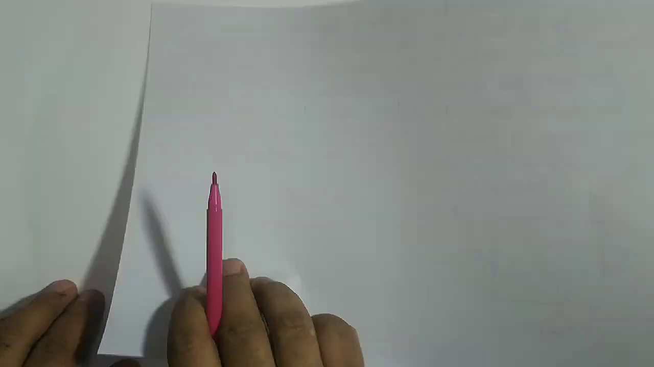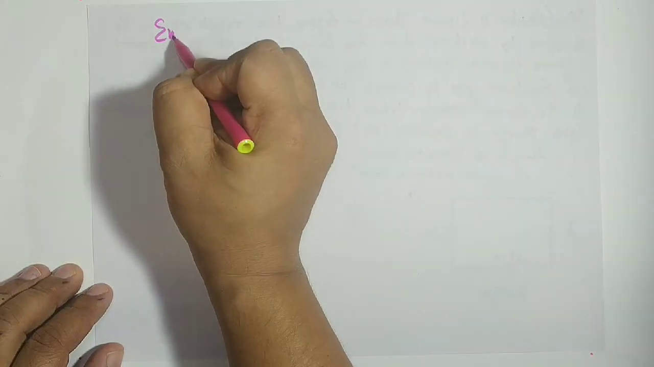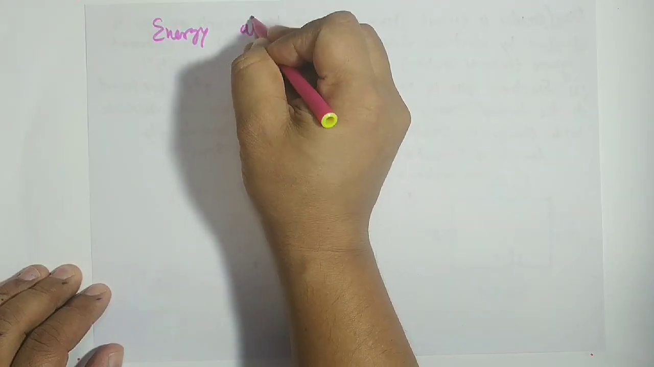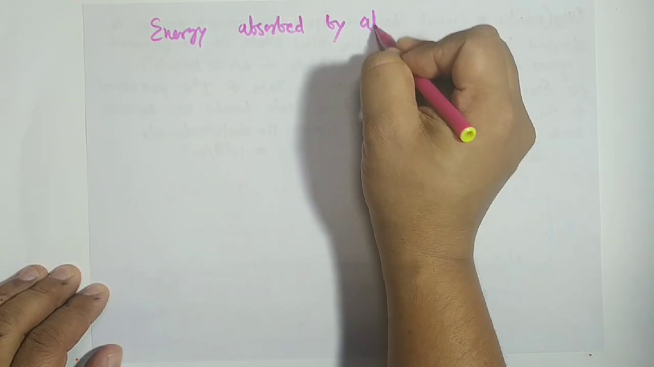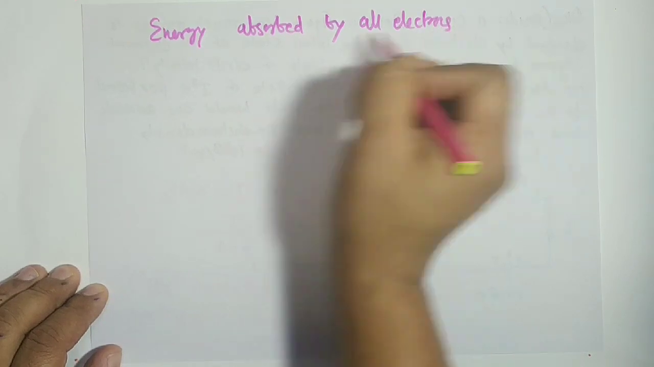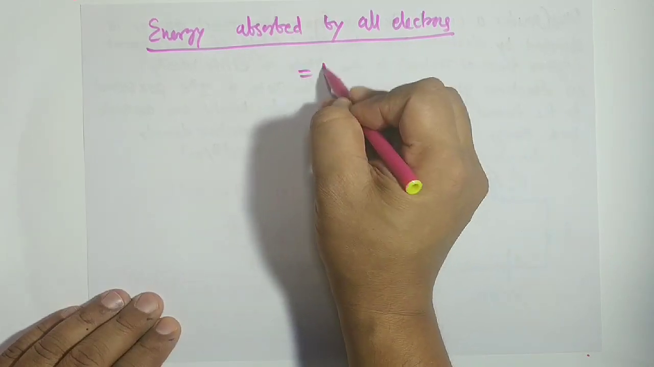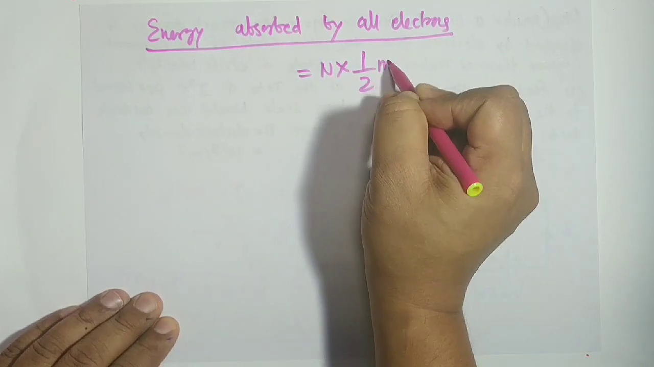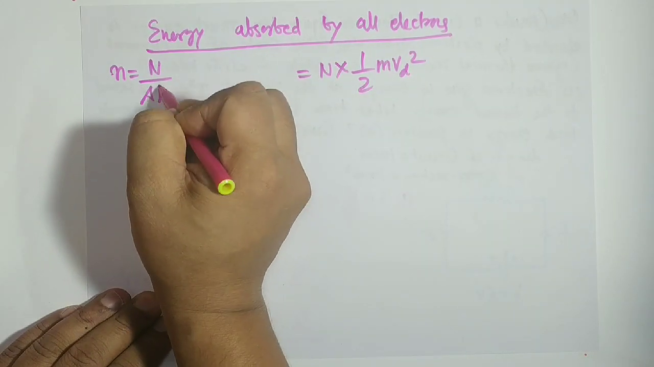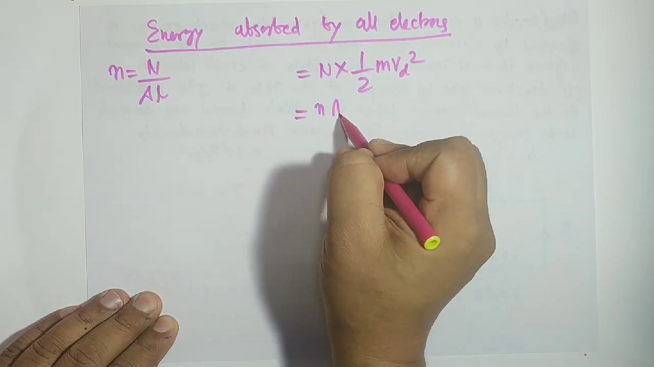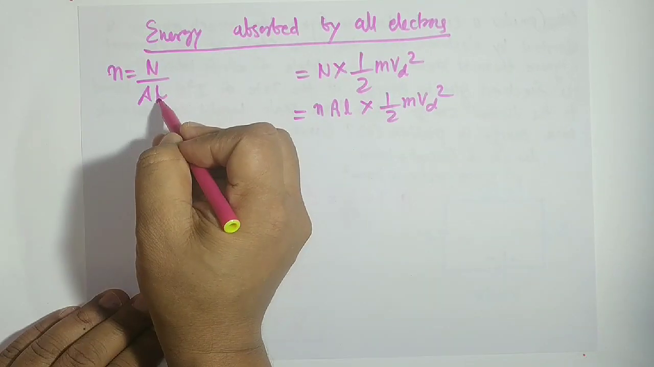Now you have to calculate the kinetic energy. Now energy absorbed, so energy absorbed by electrons, by all electrons, not one electron, by all electrons. So I think all of you know that energy is half mv square. So here energy for all electrons will be n into half m vd square. What is n? I think all of you know, number of electrons per unit volume. So you will replace it with n A L into half m vd square. Are you getting it? Area of cross section and length.